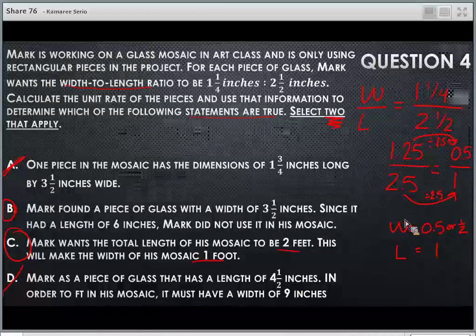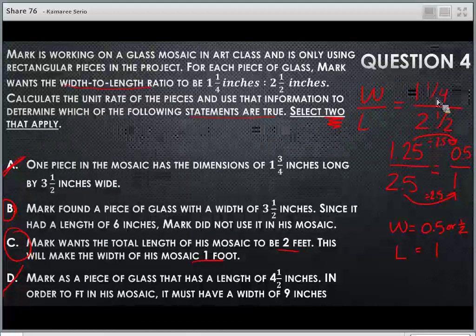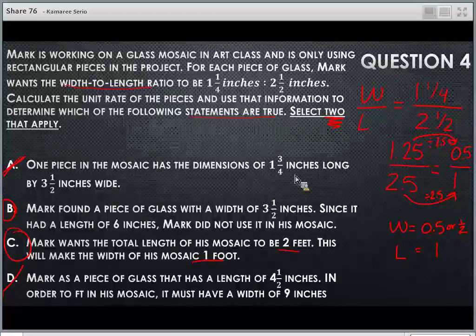Okay. So one of the ways that's kind of easier to break this problem down, you guys, is once you make this ratio, your width to length, and then your 1 1/4 and 2 1/2 or whatever fractions you have, see which fraction is bigger. That tells you that that length needs to be larger than the other.